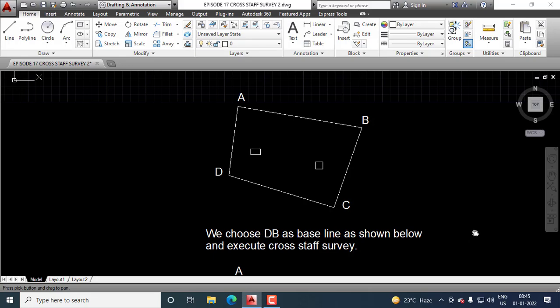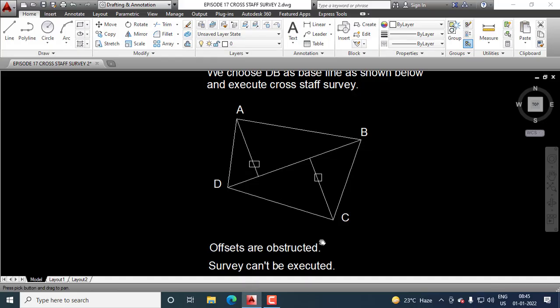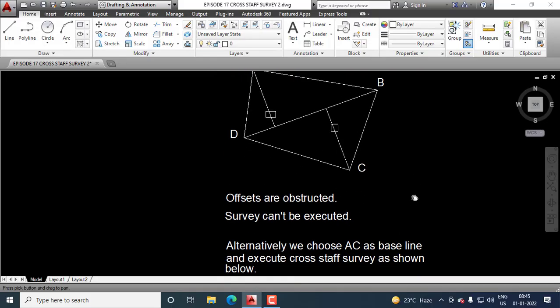We choose DB as baseline as shown below and execute crossstaff survey. We choose DB. Offsets are obstructed. We can't take this offset and we can't take this offset also. Survey can't be executed.